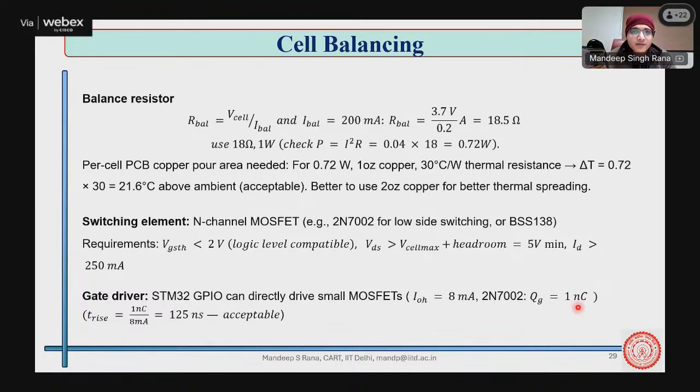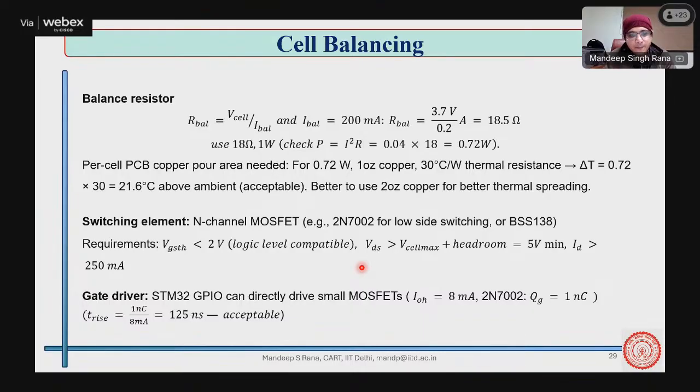Like for example, 1 nanocoulomb in this particular IC is required. And if you take 8 milliamps current and 1 nanocoulomb charge, then you see that 125 nanoseconds it will take to just get the switch to turn on. Like the switch has turned on within 125 nanoseconds. In the next 20-25 microseconds, the energy transition will take place and there will be cell balancing happening, the way I was telling you earlier.